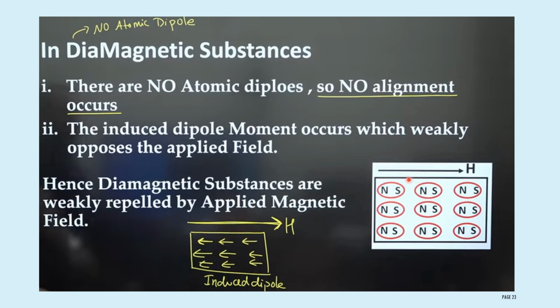Look here, when you apply an external magnetic field, these atoms will acquire an induced dipole moment. Because of this induced dipole moment, a magnetic field will exist. Then this magnetic field will oppose the applied field. Because of this reason, diamagnetic substances are weakly repelled by an applied magnetic field. This point you have to remember. This one they may ask in the exam.